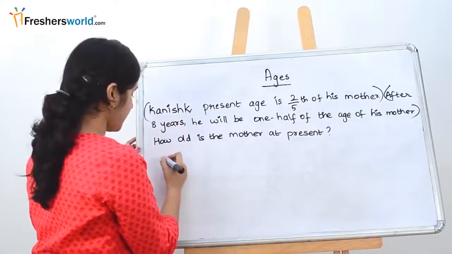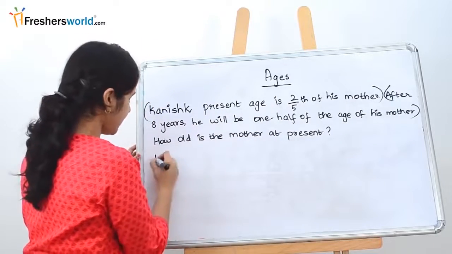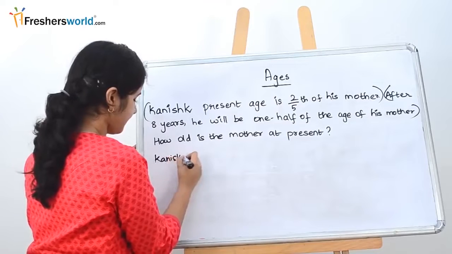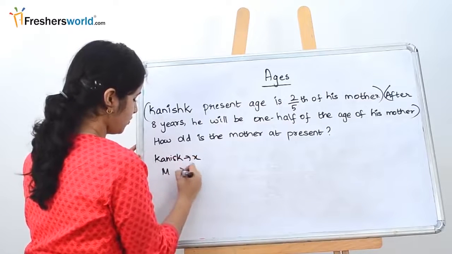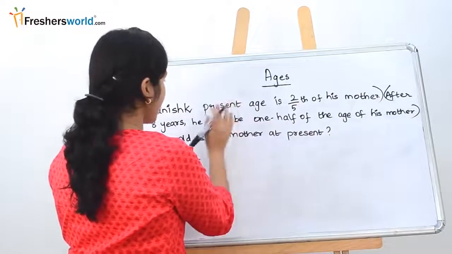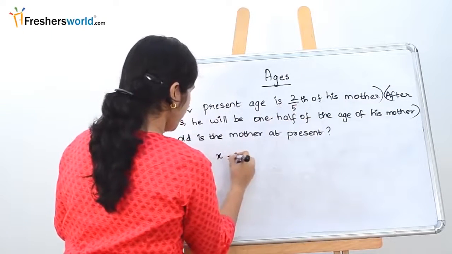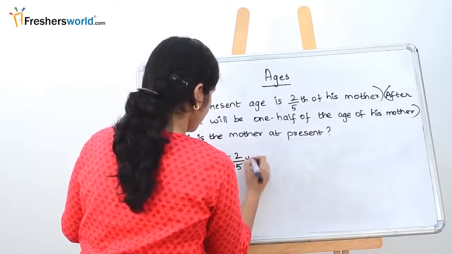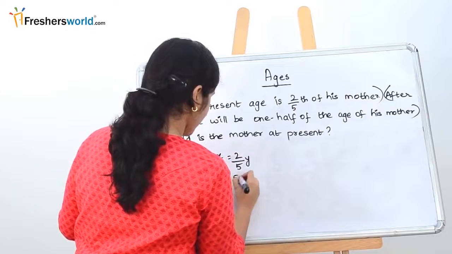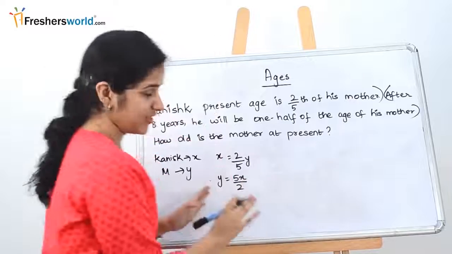So let's write it for the first part. Let's say Kanishk's age is X and his mom's age is Y. What is the first part? Kanishk's present age is 2/5 of his mother's. So X is nothing but 2/5 of Y. So obviously Y is equal to 5x/2. Just leave it as such now.